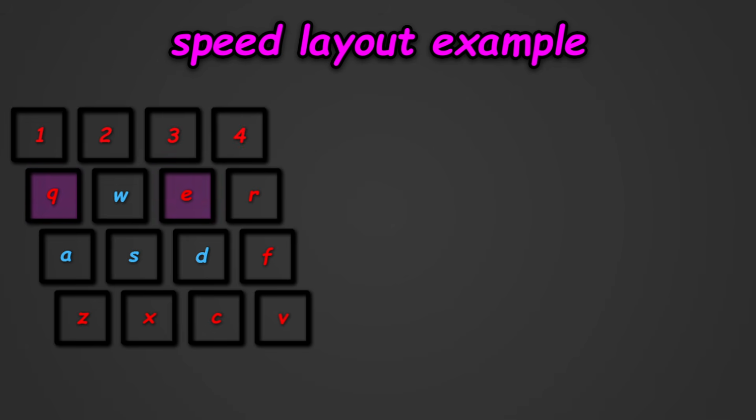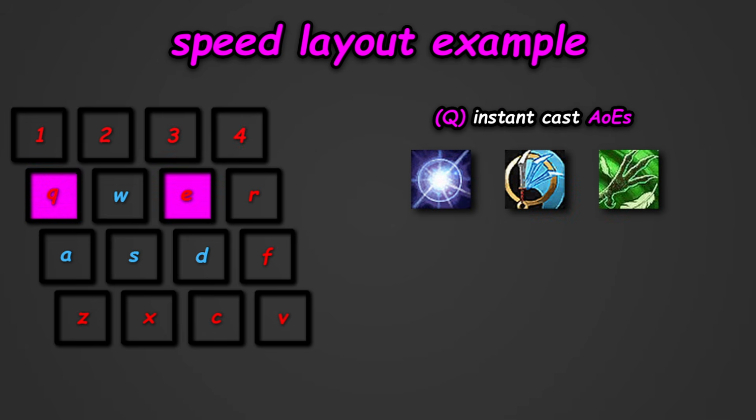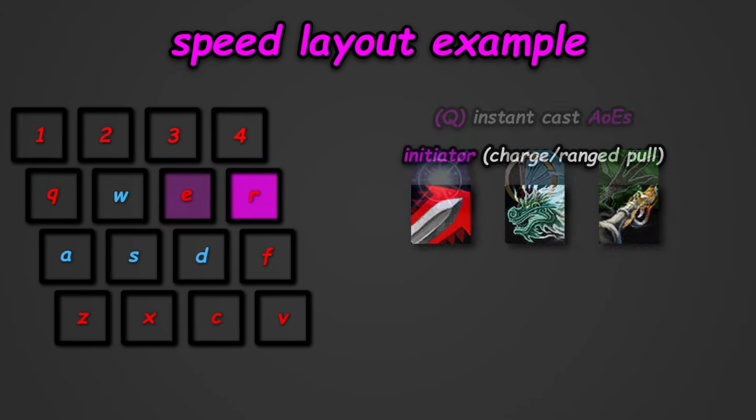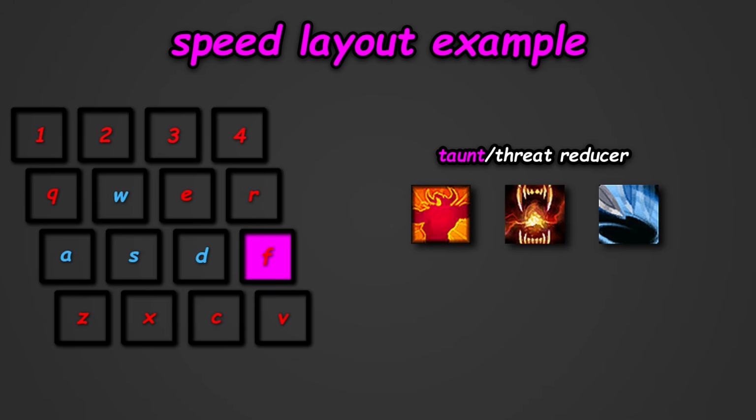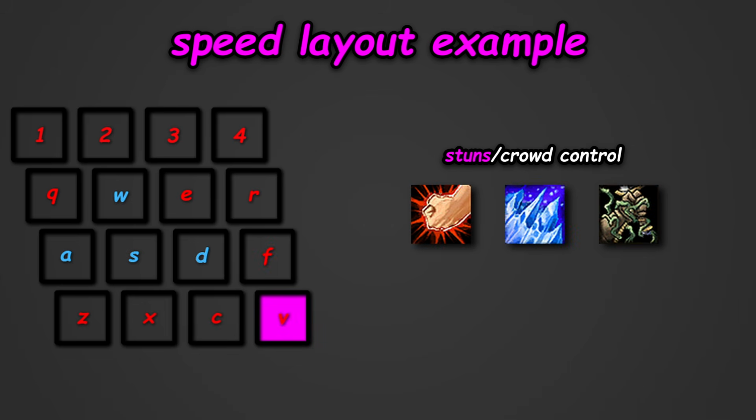Moving on to the letters, Q and E are usually for instant cast AoEs or instant cast ranged abilities. R is my initiator, so either a charge or some kind of ranged ability that I really only use for pulling, such as a down-ranked version of Moonfire or just a straight-up ranged weapon. F is for taunt or a threat reducer if I have one of those instead of a taunt. V is for stuns and other CC options.